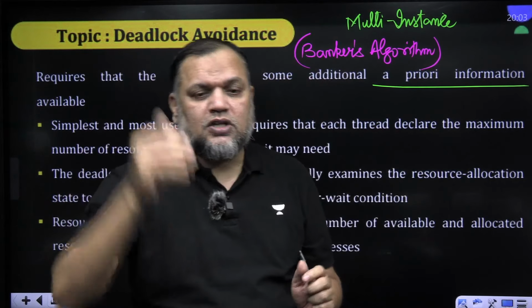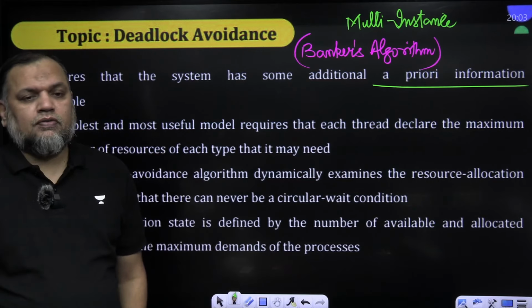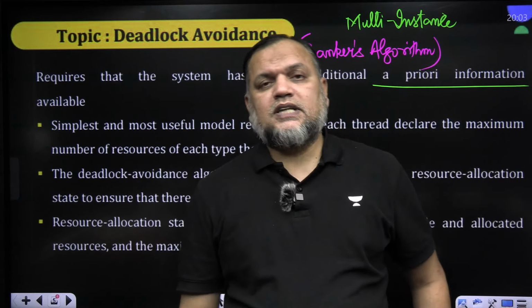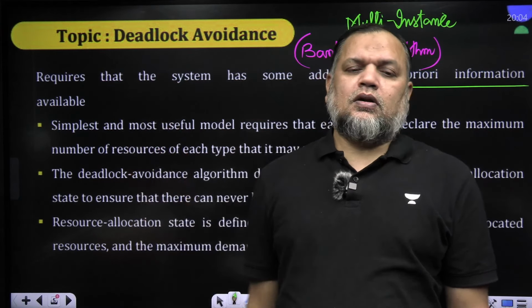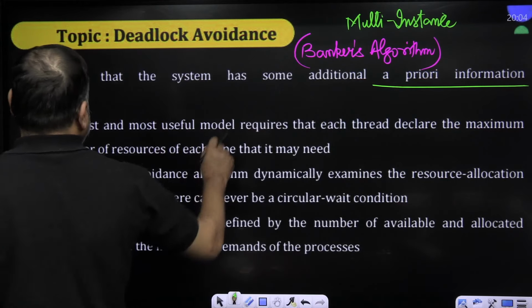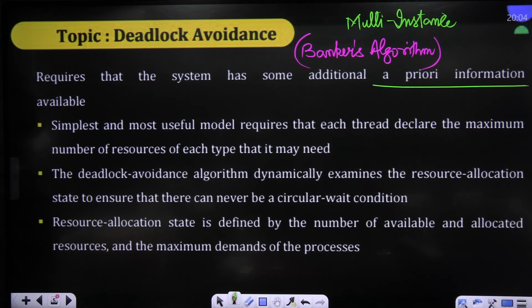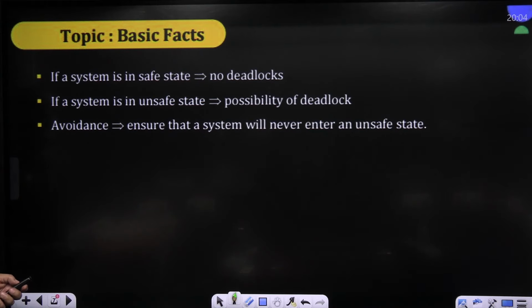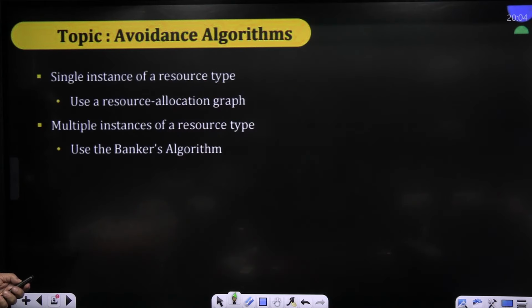It will be granted only if the resulting state is safe. And it will not be granted even if I have resources, because the system may tend to become unsafe. Unsafe does not mean deadlock. Unsafe is like a dangerous state. There is a possibility of going into deadlock in future. So this is the simplest and most useful model: require that every thread declare the maximum number of resources of each type that it may need. And the deadlock avoidance algorithm dynamically examines the resource allocation state to ensure that there can never be a circular wait condition. The resource allocation state is defined by the number of available and allocated resources and the maximum demand of the process. We will discuss the data structures we use here a bit.